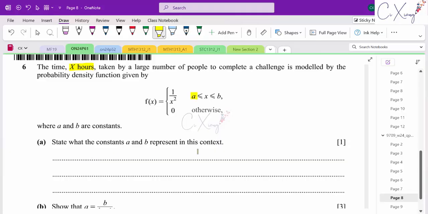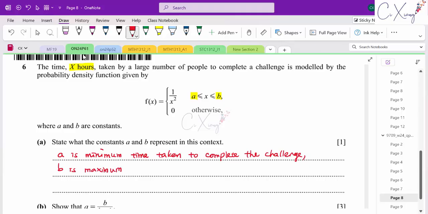So A, you can see that it is the lowest limit, right? Then B is the highest limit here. They are talking about the time. So in general, you can tell them in the context of the question that A is the minimum time taken to complete the challenge, where B is the maximum time taken, the longest time taken, to complete the challenge also.